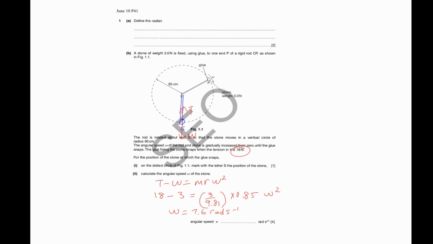Since they gave you the tension at that time, which is 18 newtons, let's resolve. So we said that the tension has to be bigger than your weight. So tension minus weight equals centripetal force, m r omega squared. Since you want to find omega, that's why I use m r omega squared.